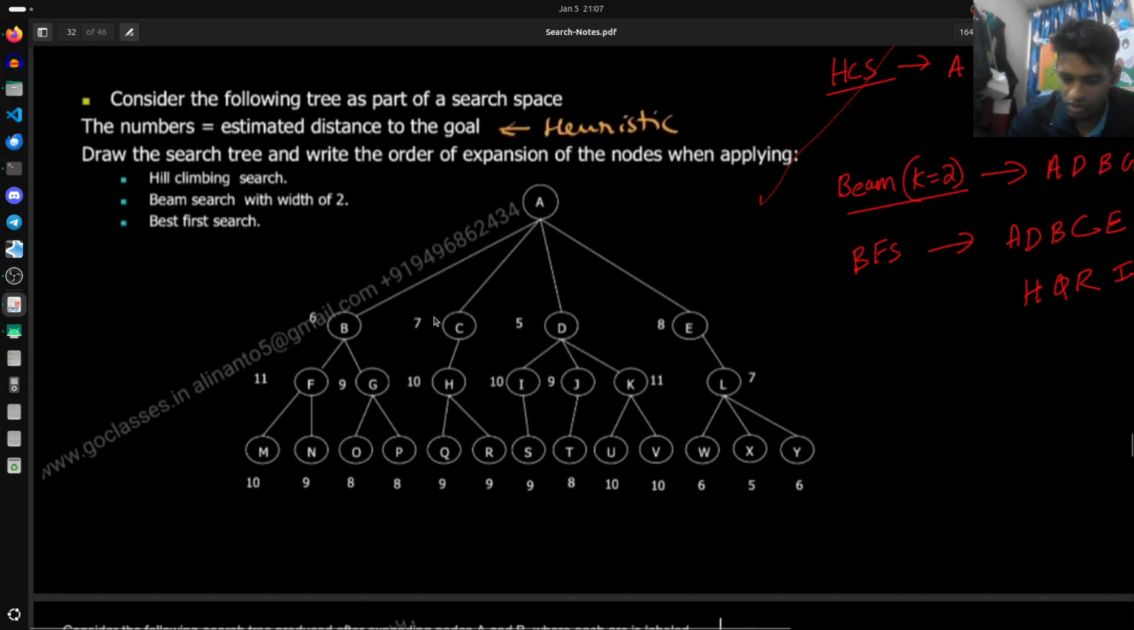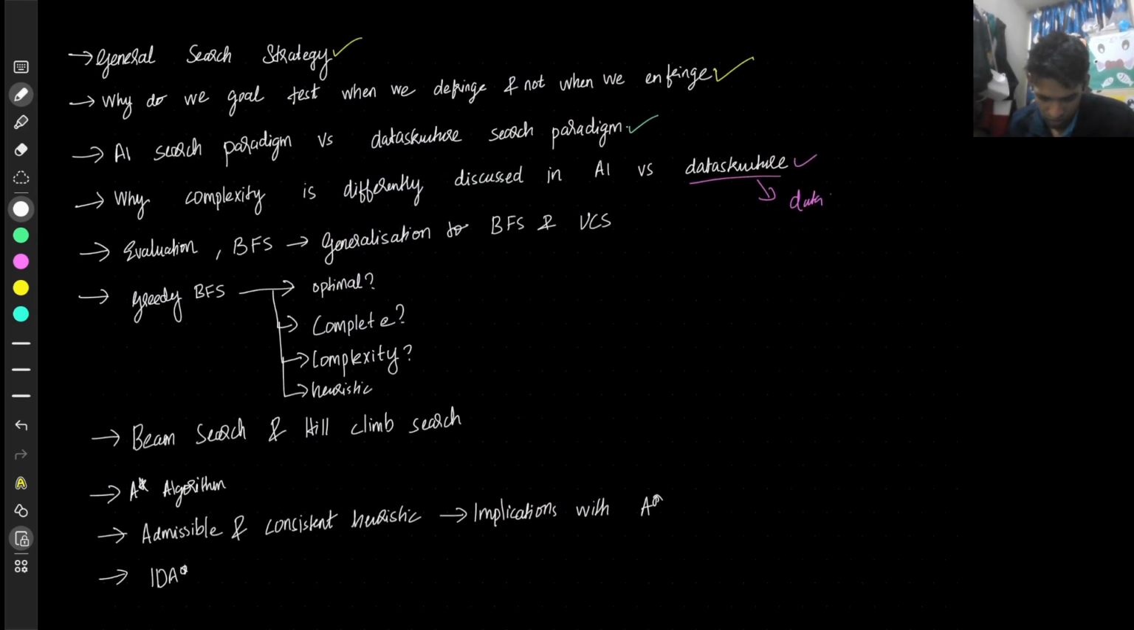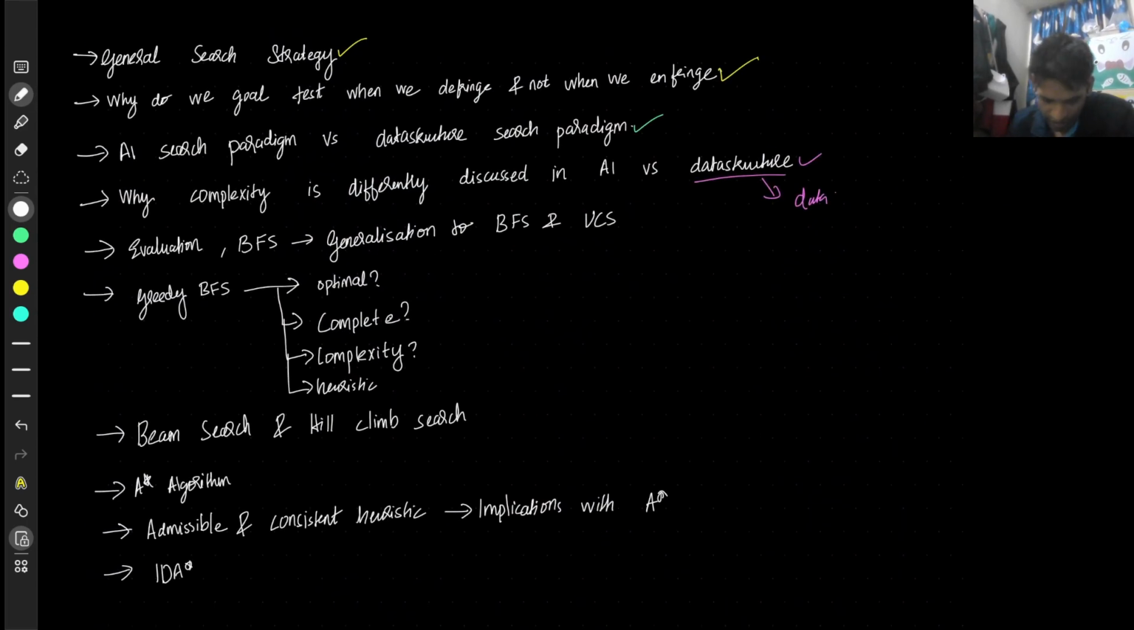Okay, so this is what I wanted to cover. Now I guess only the A star algorithm is pending.